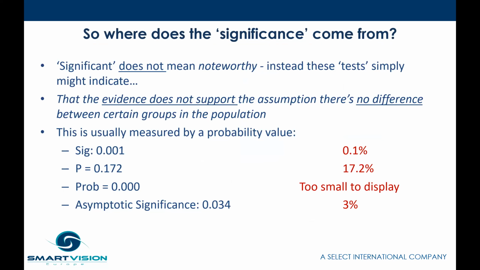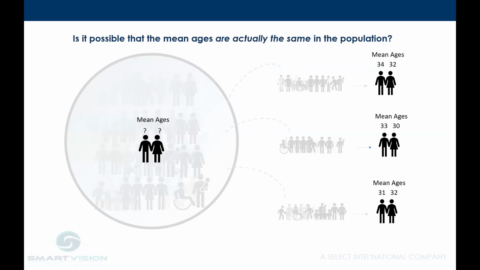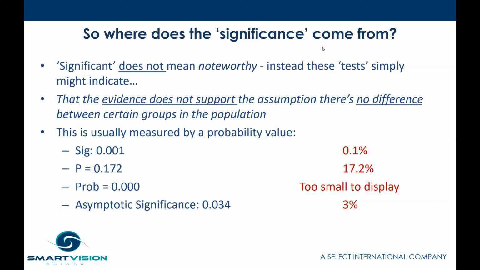Significance, as we said already, does not mean noteworthy. Instead, these tests simply indicate potentially that the evidence doesn't support the assumption there's no difference between certain groups in the population. Now, that's hard to understand because it's a kind of double negative. The idea is that you start from the standpoint and say, okay, well, maybe they're actually the same. There's no difference. So it's like saying the evidence does not support the assumption that they're the same between certain groups in the population.